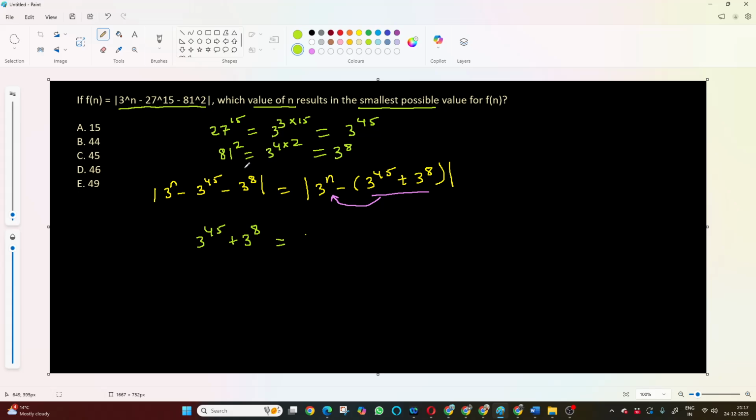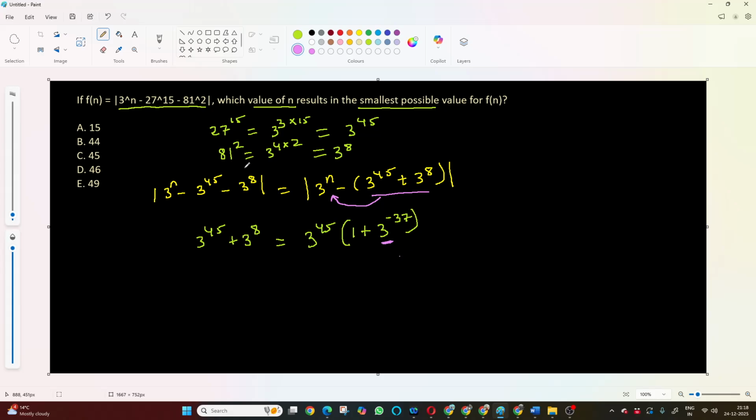So let's take 3 to the power 45 common. What we have inside the bracket is 1 plus 3 to the power 8 minus 45, which is 3 to the power minus 37. Now, this small second term inside the bracket is a very, very, very small number. It is basically 1 by 3 to the power 37, so it is very, very close to 0. So the expression 1 plus this number is very, very close to 1, and this entire expression is very, very close to 3 to the power 45.